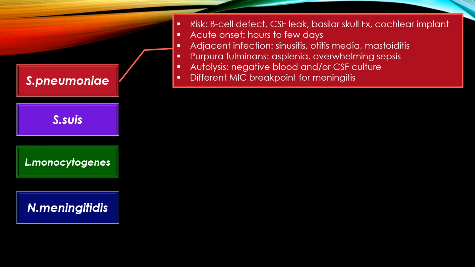If the onset is more than a week, this organism is less likely. Some patients may show an adjacent infection, such as sinusitis, otitis media, or mastoiditis, before the onset of the meningitis syndrome. In severe cases, the patient may show skin lesions, purpura fulminans, especially in patients with asplenia with overwhelming sepsis.